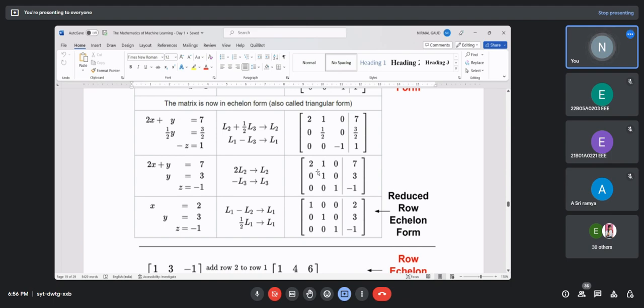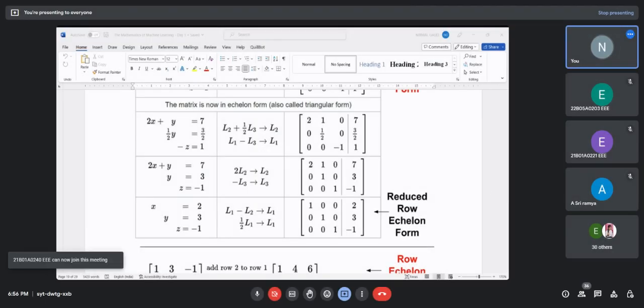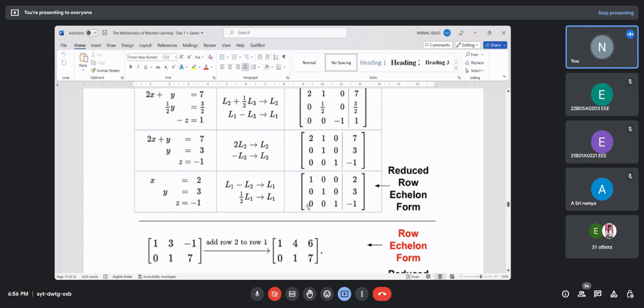Now, if you want to apply some more operations over it, for example, if I multiply L2 by 2, this 1 by 2 will be gone and this is the result I get. And if I multiply L3 by minus 1, this is the result. The next thing is, if I perform L1 minus L2 to L1, and then half of L1 to L1, it will give me this result: 100, 010 and 001. That will be called a reduced Echelon form.